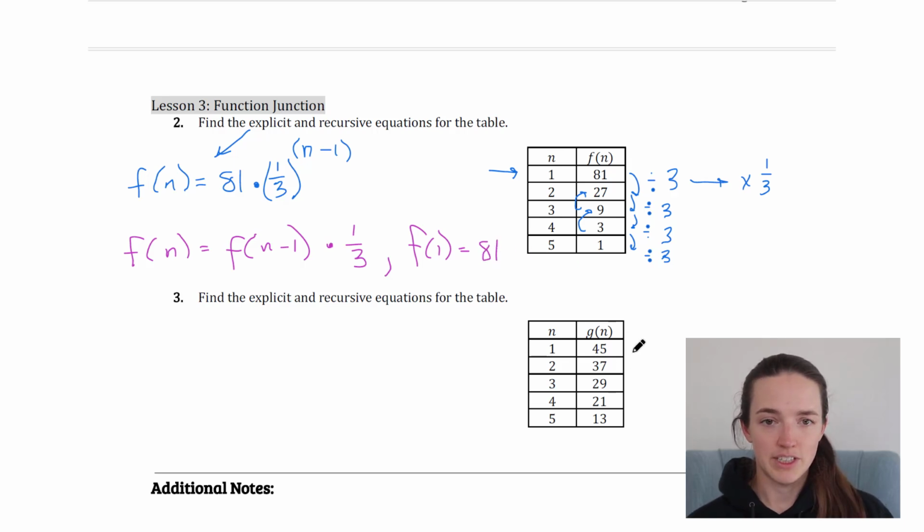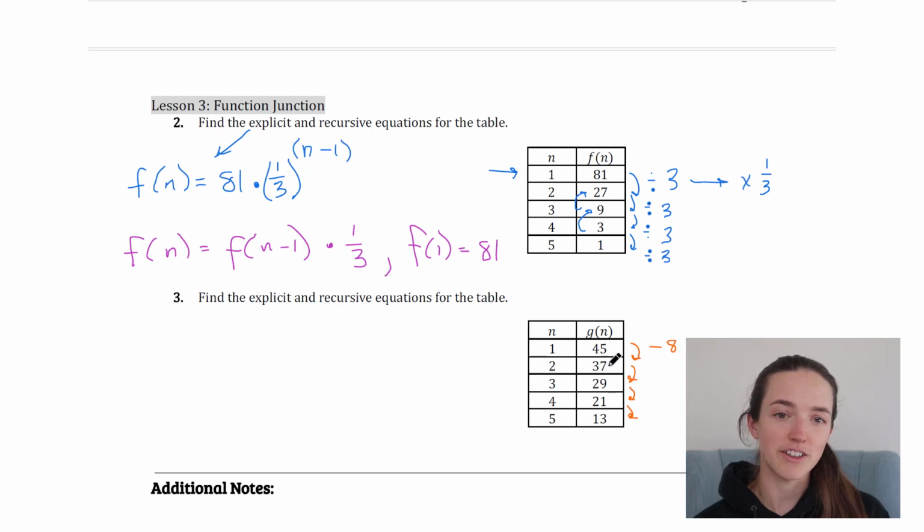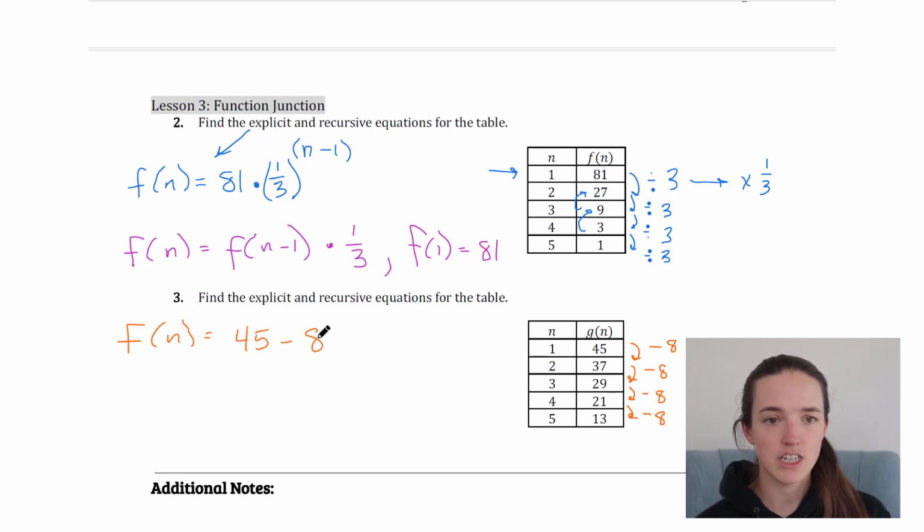Okay, next one. Decreasing again. Okay, 45, let's see, minus 8 would get us to 37. 37 minus 8 is 29. Yes, okay, minus 8 is our pattern. Awesome. So explicit, f of n equals 45 minus 8. Since it's subtraction, I'm going to put the variable next to it. And then since it started at step 1, I'm going to do n minus 1.